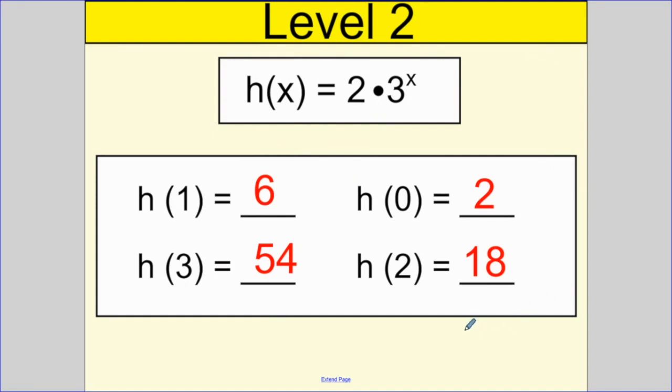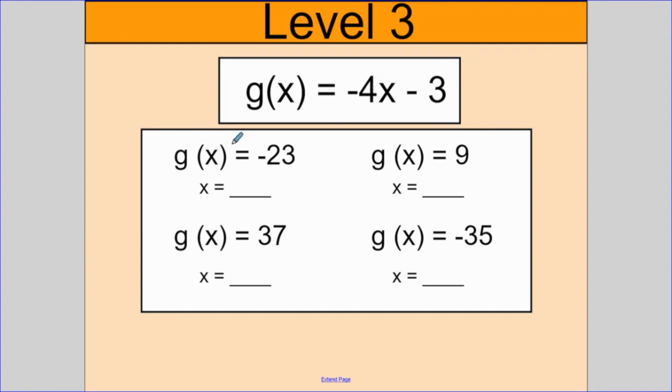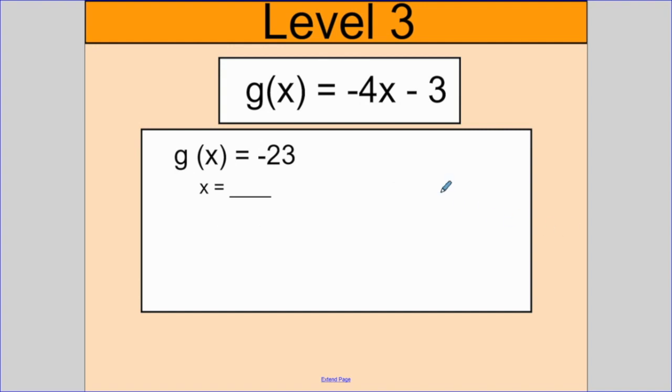How did you do? On this example, we have the function g of x equals negative 4x minus 3. Then we are given what our g of x is equal to. So we're given our outputs here. Let's do an example on this first one here, where we were given g of x equals negative 23. We're going to do like we did in last unit and use substitution. Here up top is our function, and we know that g of x equals negative 23. So we're going to substitute that right in here for this g of x.